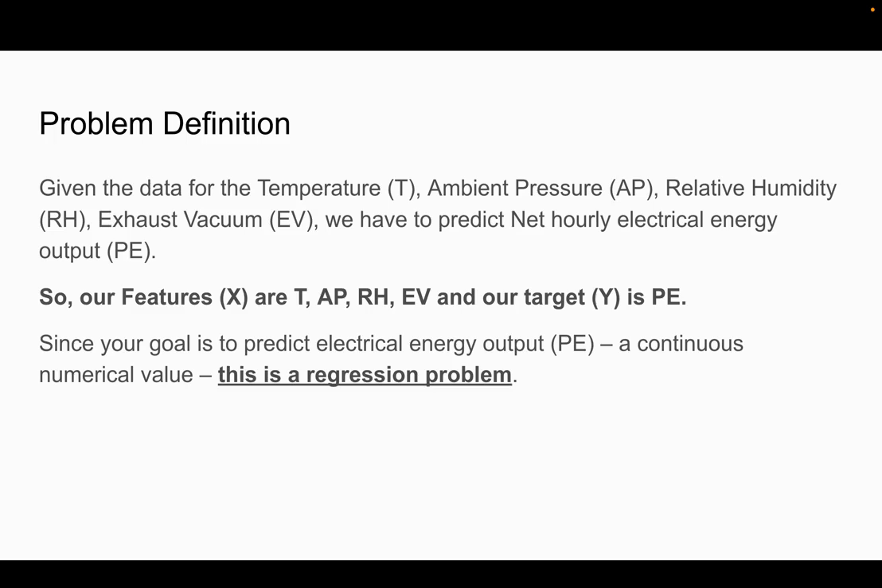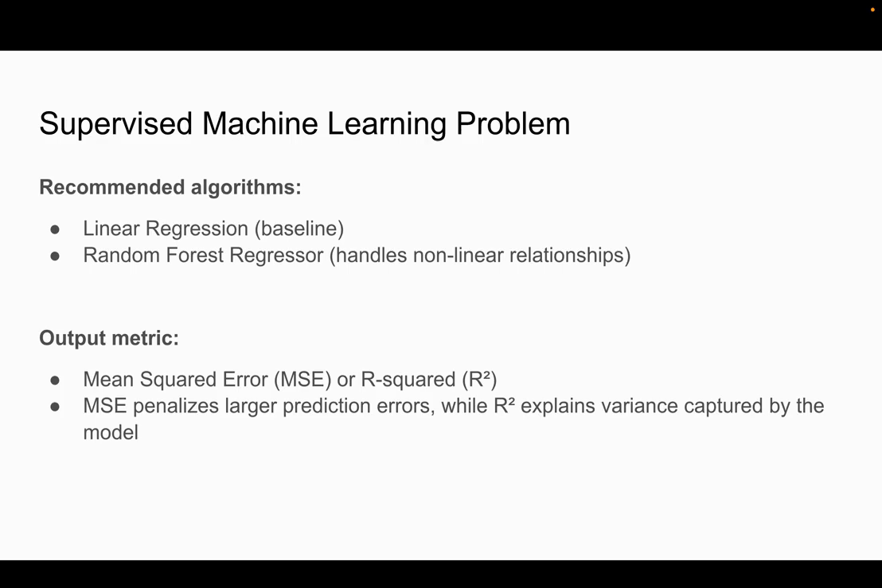Since our output is a continuous numerical value, this is clearly a regression problem, and this is a supervised machine learning problem since we already have the data on which we want to train. We have a target data, and for this the recommended algorithms that I'm using are linear regression, which is a baseline which helps us interpret the problem really well, and the random forest regressor, which basically handles the non-linear relationships much better. The output metrics would be the mean squared error or the R-square value.